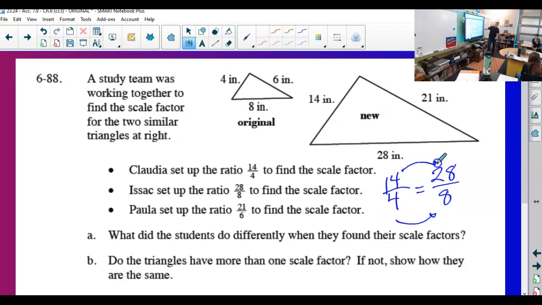This is not that difficult to see that those are equal to each other because the one ratio is just double the other. What's weirder to see is the 21/6, which is why Will said they're all equal to 3 1/2. So if we did this division, we'd get 3.5, we'd get 3.5, we'd get 3.5. So our Claudia, Isaac, and Paula actually disagreeing?